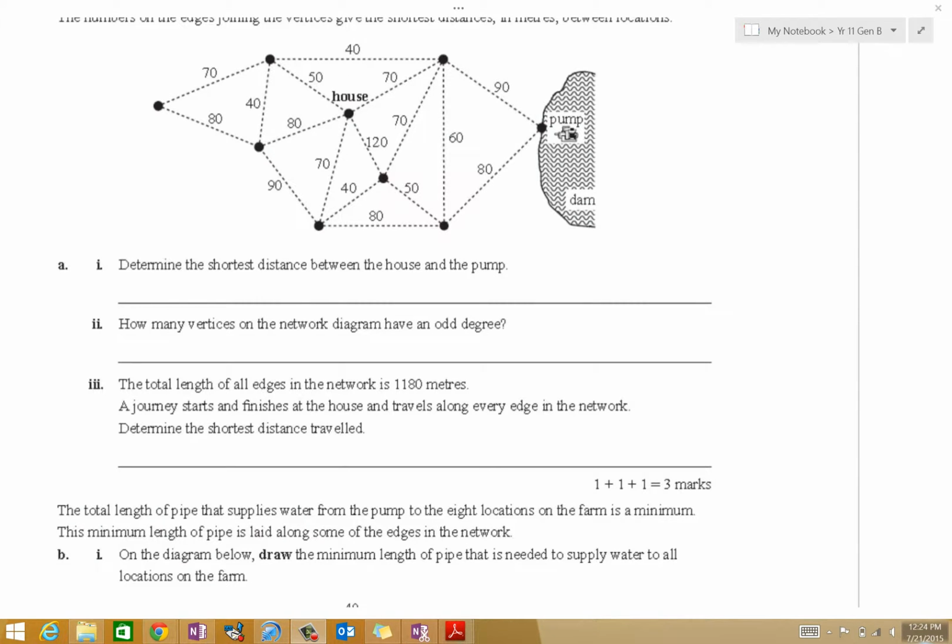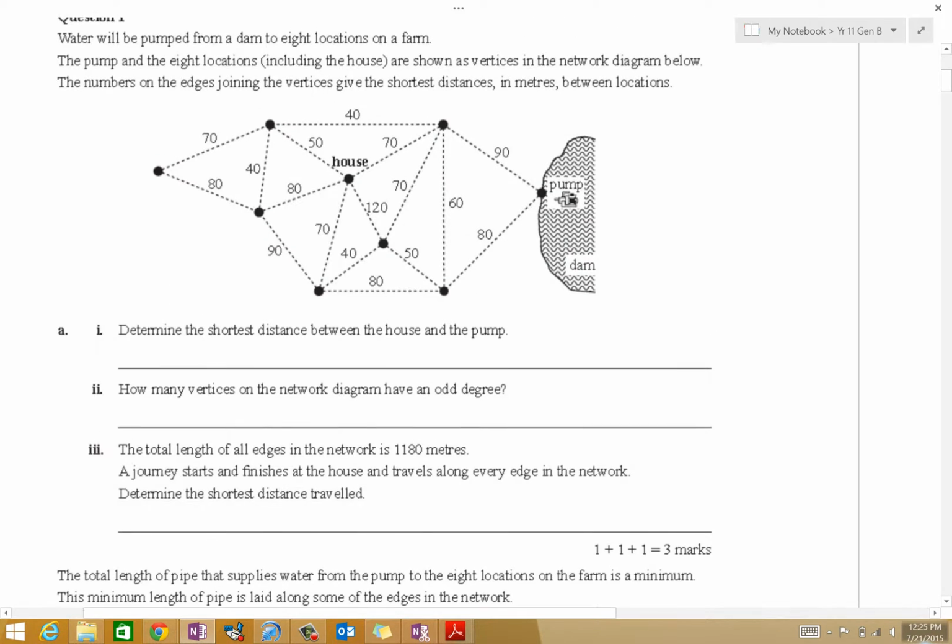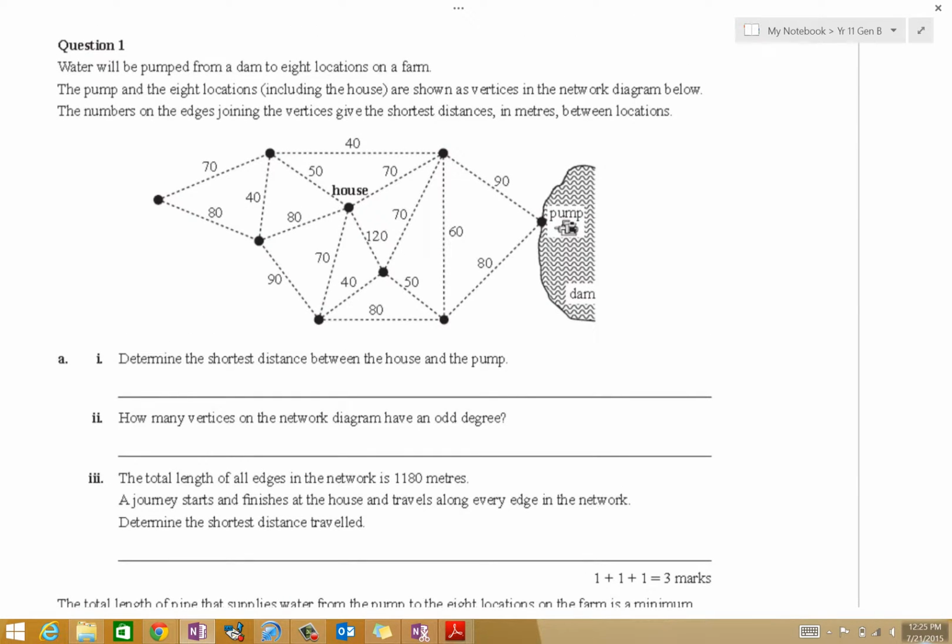All right, so now what we're going to do is start looking at some exam questions and what we're expected to do. It says determine the shortest distance between the house and the pump. We've got to get from here to here. It's quite clear that the best way to do that is to go from here to here and there to there. It's not asking to cover every edge or vertice. That's pretty straightforward. 160 metres.